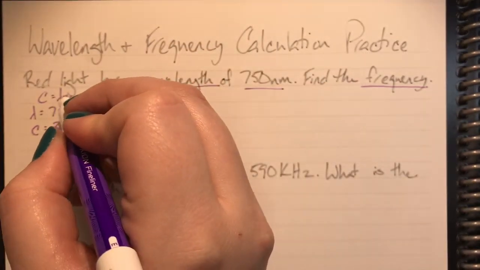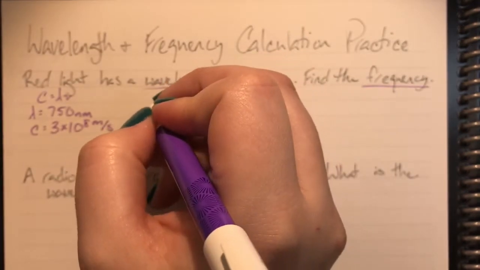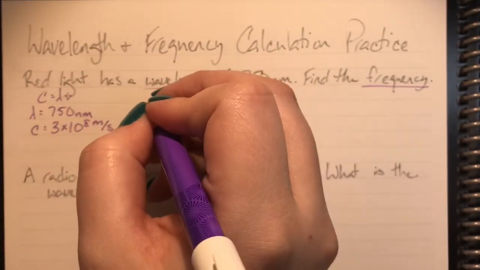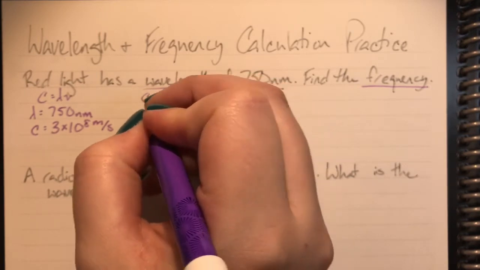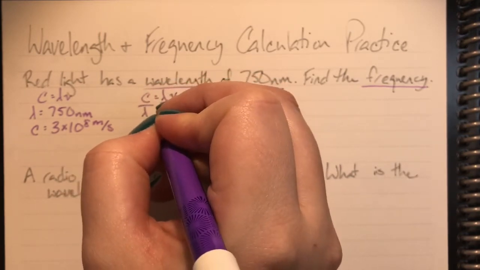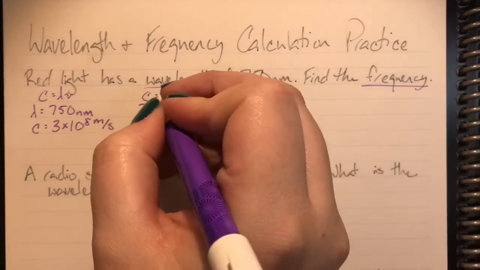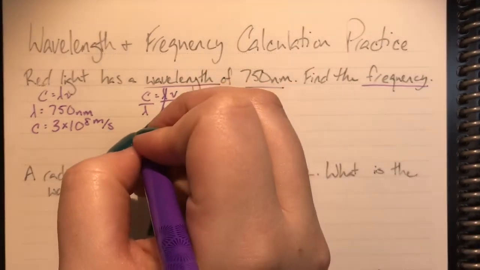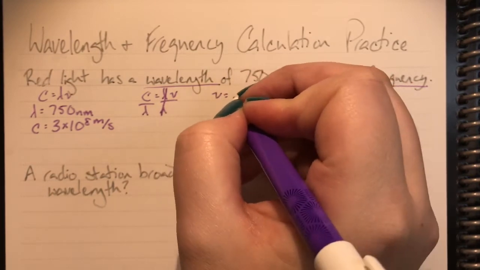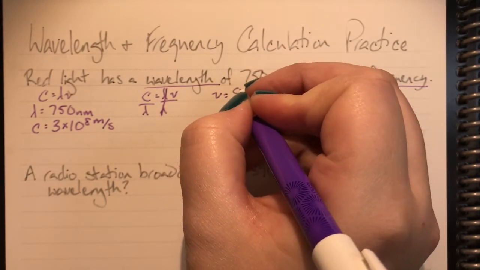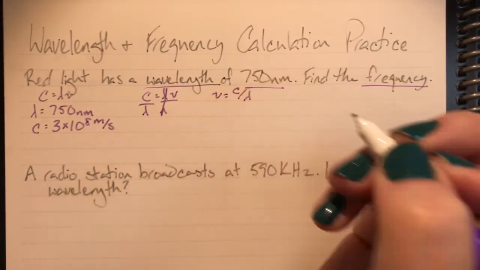I see that lambda and nu are being multiplied, so to solve for nu, I have to divide both sides by lambda. That will cancel it over here, leaving me with the new equation of nu is equal to the speed of light divided by lambda.